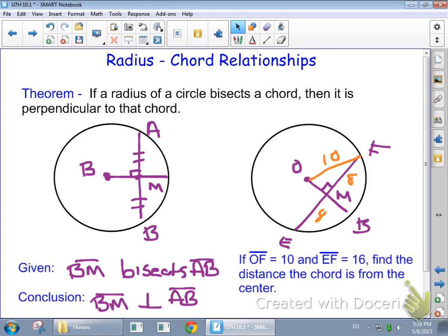So now you see you have a right triangle, a hypotenuse is 10, and one of the legs is 8. So you can use the Pythagorean theorem to figure out the missing leg. And hopefully you came up with the answer of 6. Nice job.